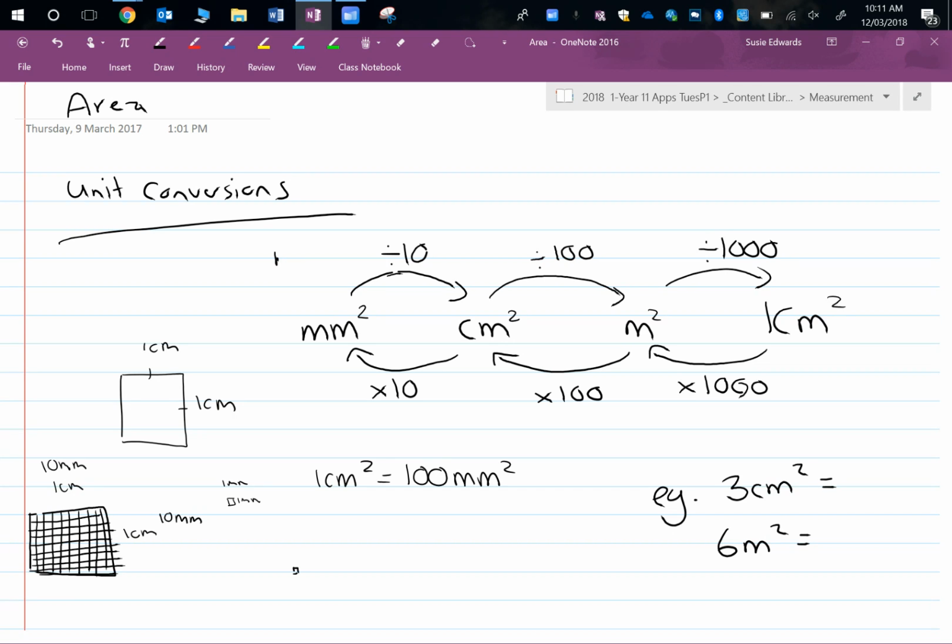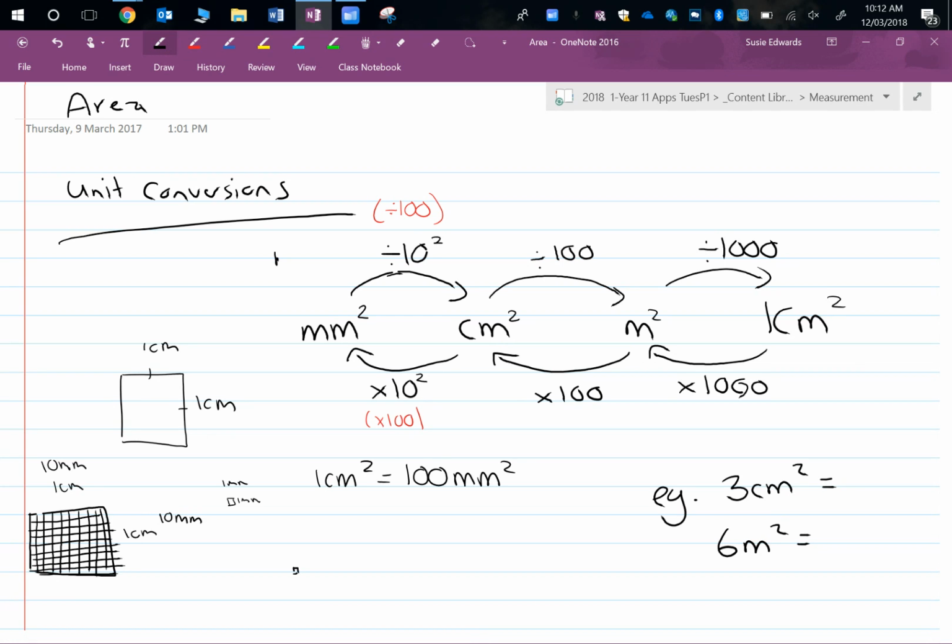Now, how can I write 100 with 10 as a base? 10 squared, okay? Or you could write times by 100. Now, at the top, we're going to divide by 10. What do you reckon? Is it divide by 10 or is it divide by 10 squared? What you'll notice is we've got the exact same conversion table. However, everything is squared.